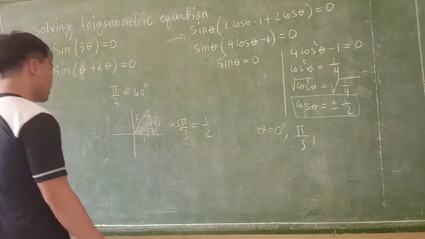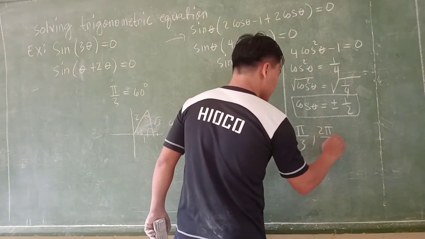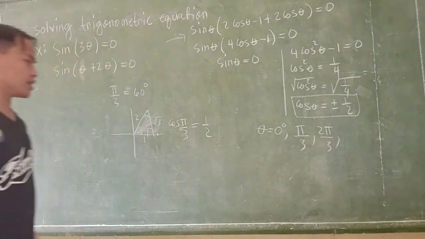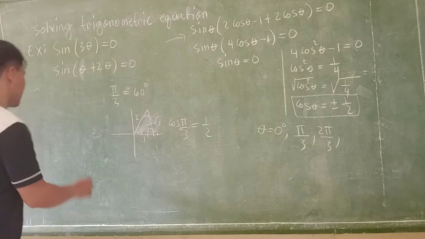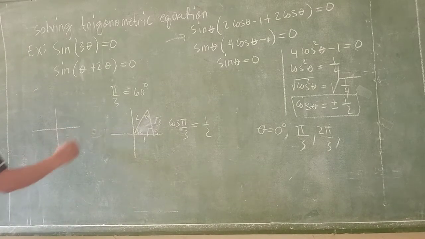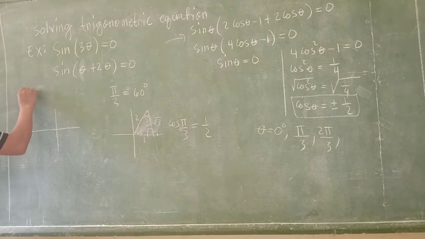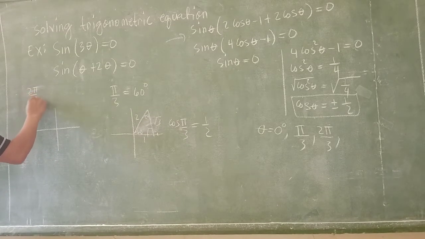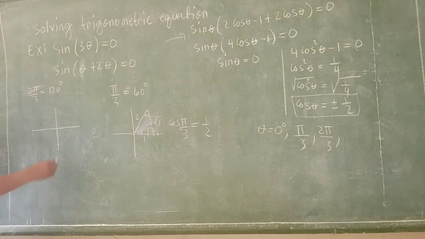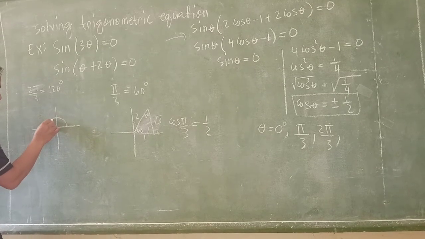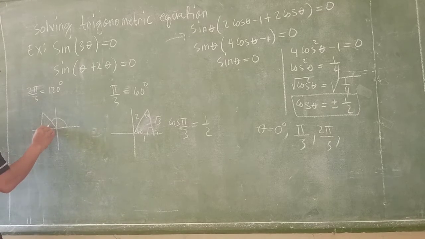Next, what about 2 pi over 3? We'll also include 2 pi over 3. How does 2 pi over 3 become also a solution of this one? 2 pi over 3 in degrees measure is equivalent to 120 degrees. Right? So convert 2 pi over 3, that is actually 120 degrees. From 90 going toward 120, this one is 30 degrees, this one is 60 degrees.